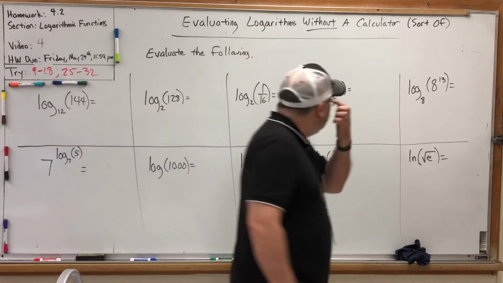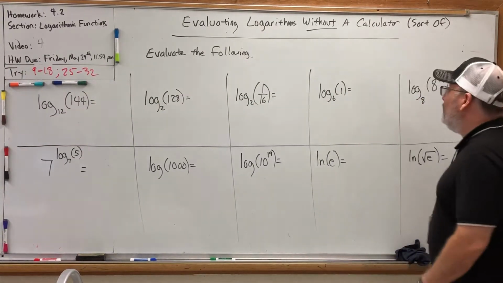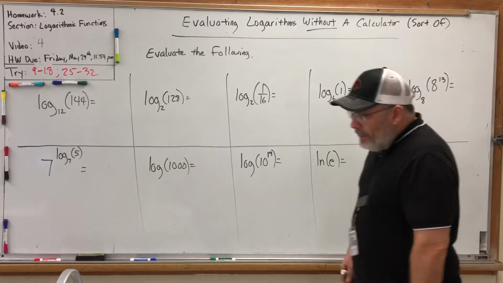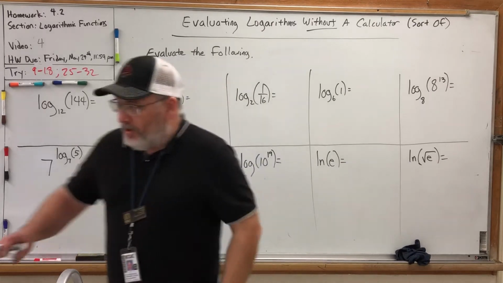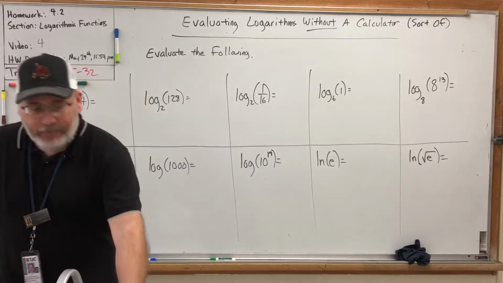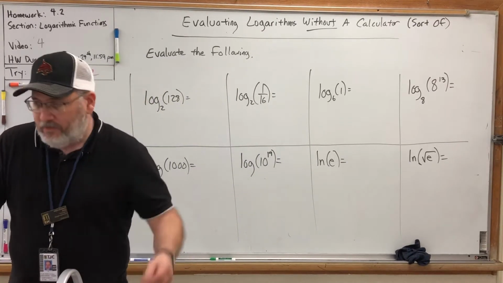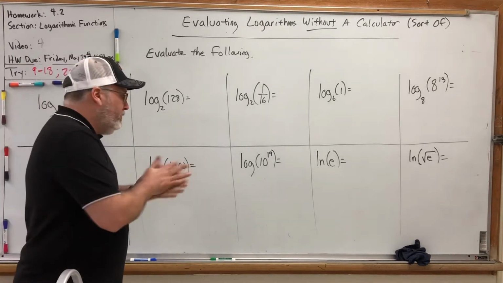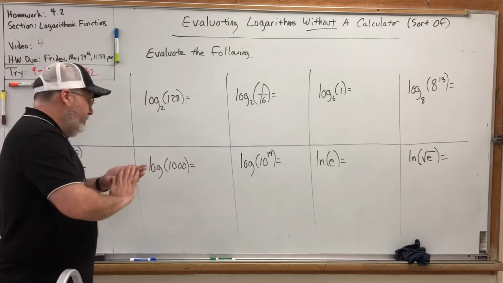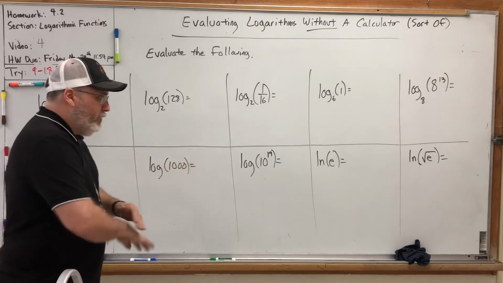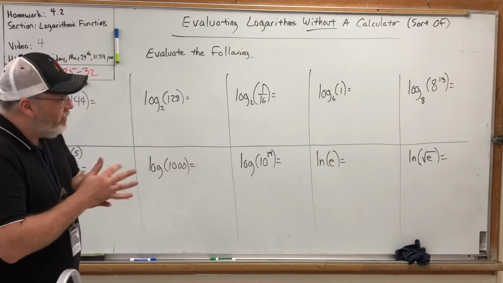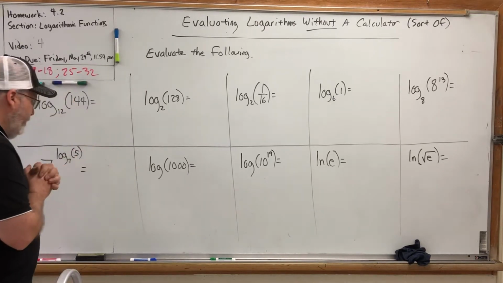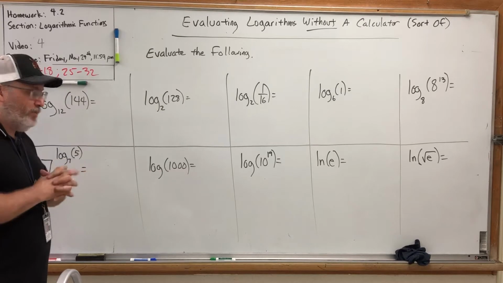That's a lot. Evaluating logarithms without a calculator, sort of. When we start evaluating logarithms, a natural question is, how do I put this in my calculator? Because my calculator has a log button, L-O-G, and a natural log button, L-N. So these last four we could put in a calculator, but all of these can be done without a calculator. And the reason I say sort of actually has to do with this problem. I'll explain what I mean in a moment.